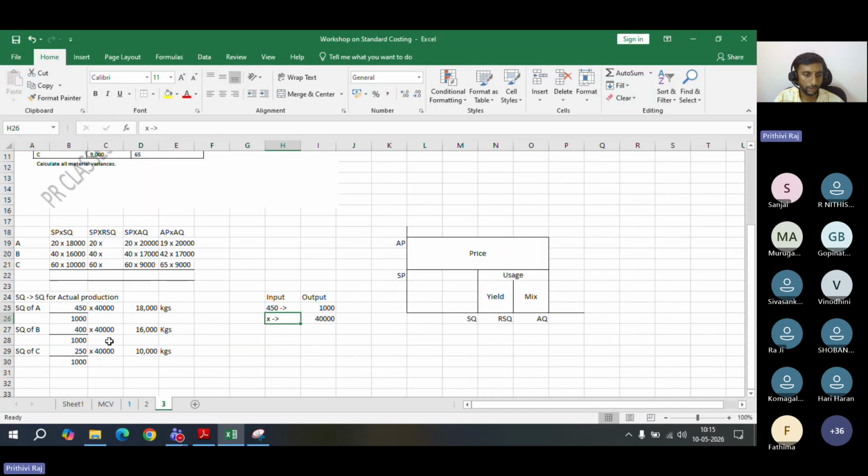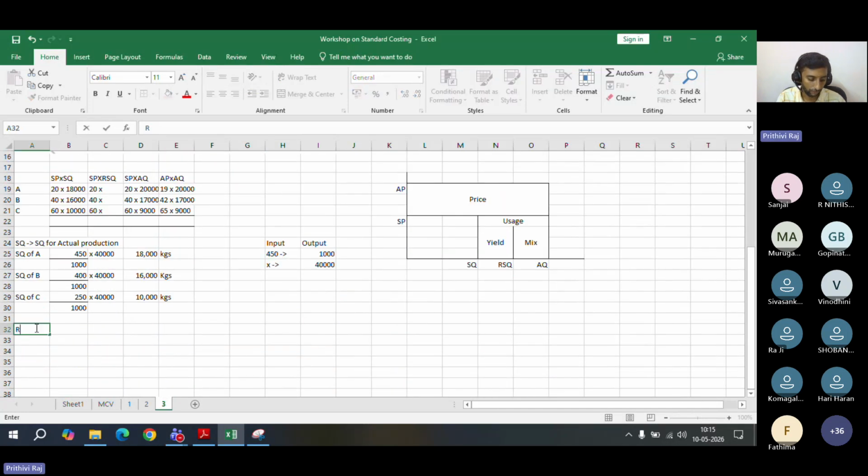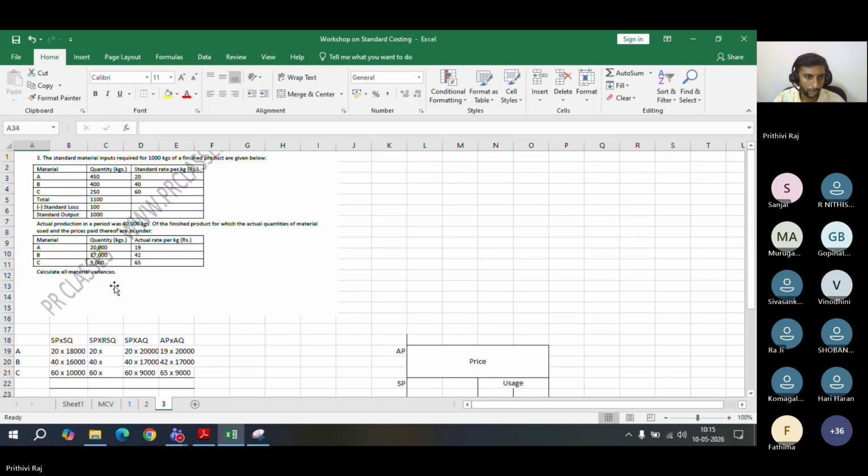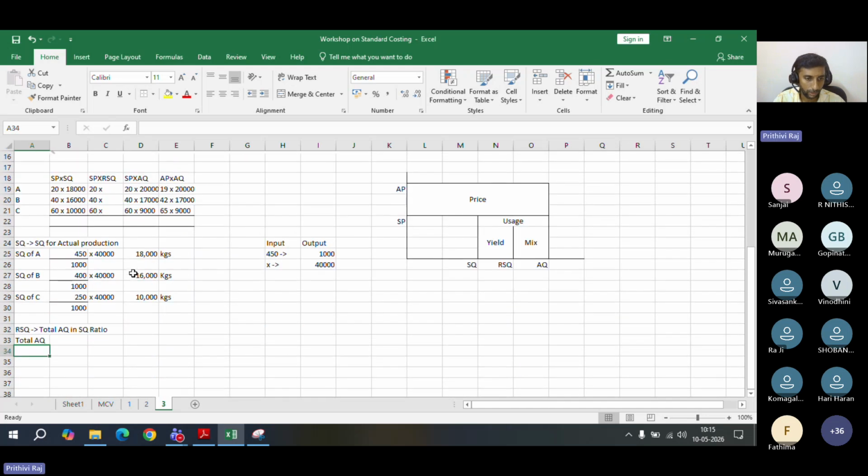Now last one, RSQ. The definition for RSQ is total AQ in SQ ratio. Where do you get total AQ? You can see from this table, actual quantity for 20,000, 17,000, 9,000. So I just added 20,000 plus 17,000 plus 9,000, total AQ. If I sum it up, I'll get 46,000.